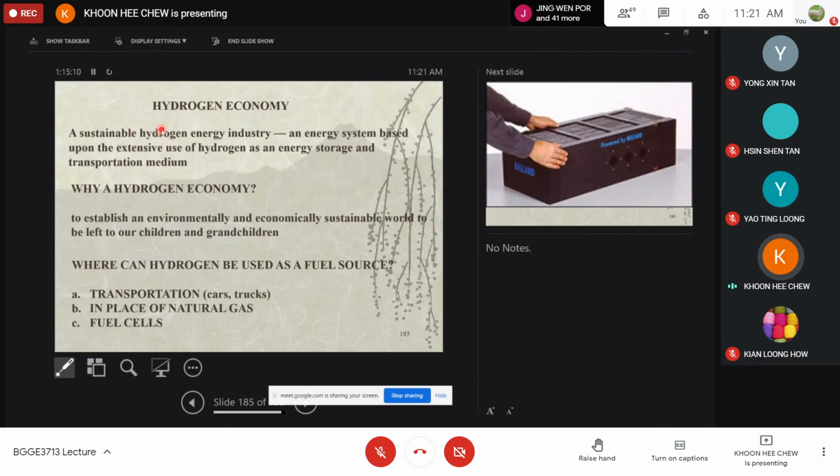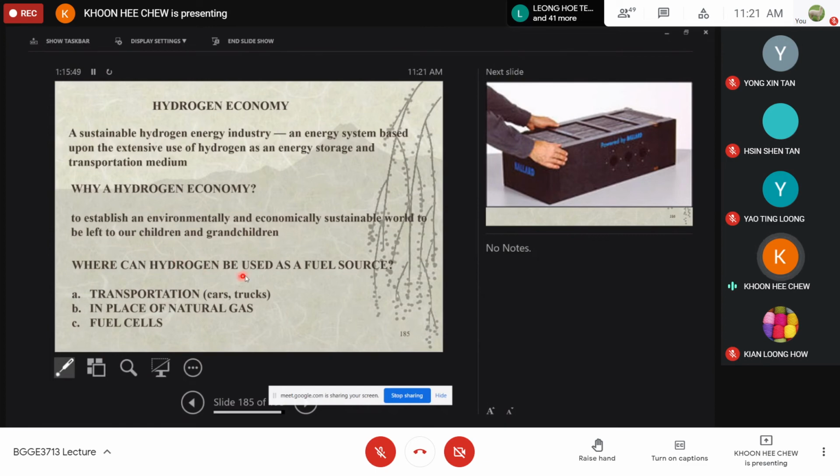Next, we go to the hydrogen economy. That means we are using hydrogen to generate energy. I think you already know what type of energy that is, isn't it? A sustainable hydrogen energy industry is an energy system based upon the extensive use of hydrogen as an energy storage and transportation medium. Okay, why do we want to use hydrogen? Because it establishes an environmentally and economically sustainable world to be left for our children and grandchildren. That is sustainable development. Okay, it does not harm the environment, and economically it is sustainable.